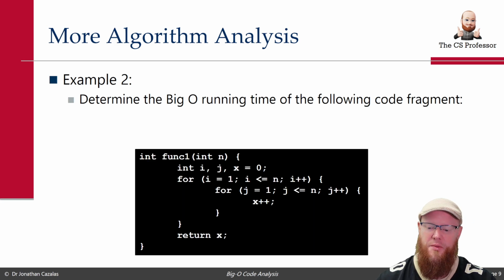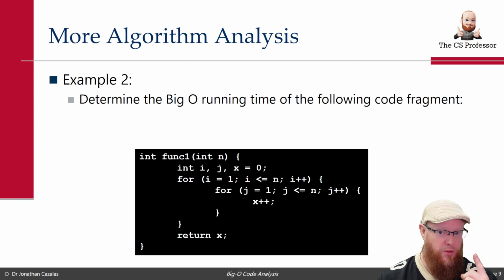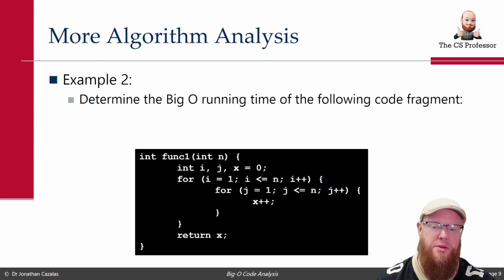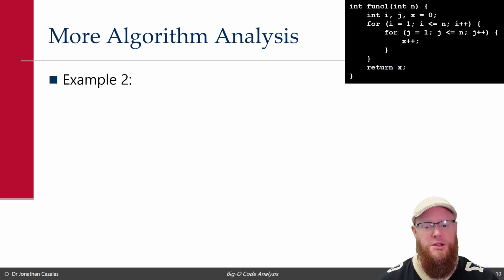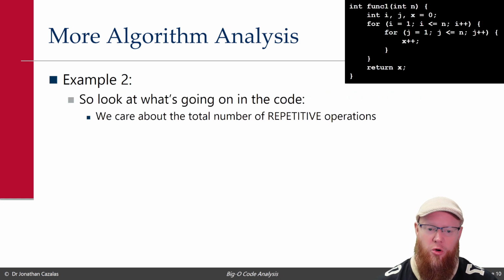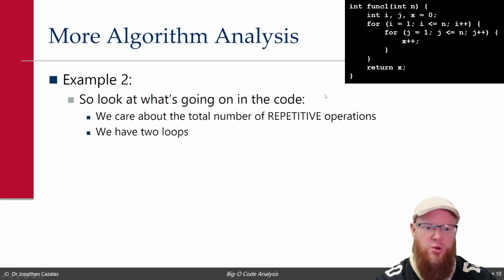Look at another example. Once more, we start by asking ourselves what? Are there loops? We know the input size is n. How many times are those loops running? Are those loops nested? And then try to pay close attention to what's happening inside those particular loops. So we need to actually look at what's going on inside the code. We care about those repetitive operations. So we have these two loops here.